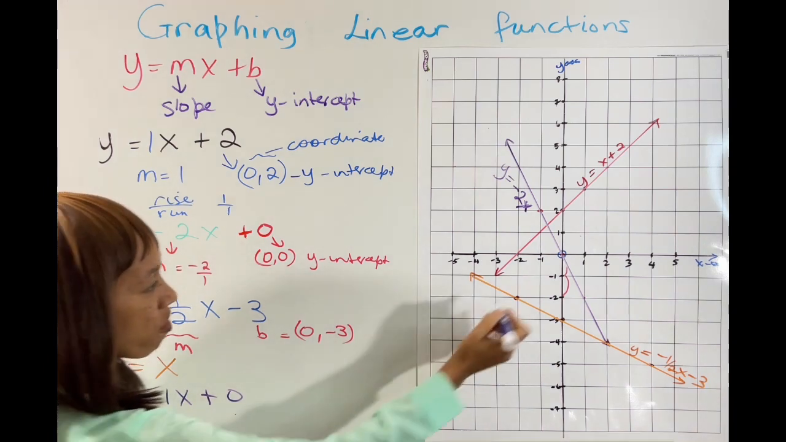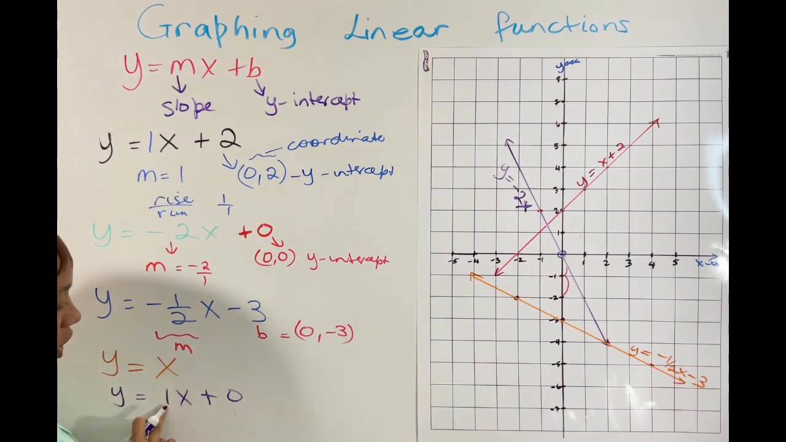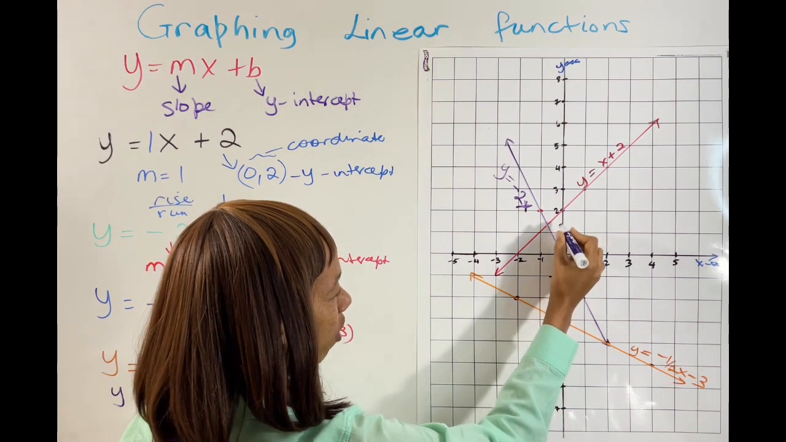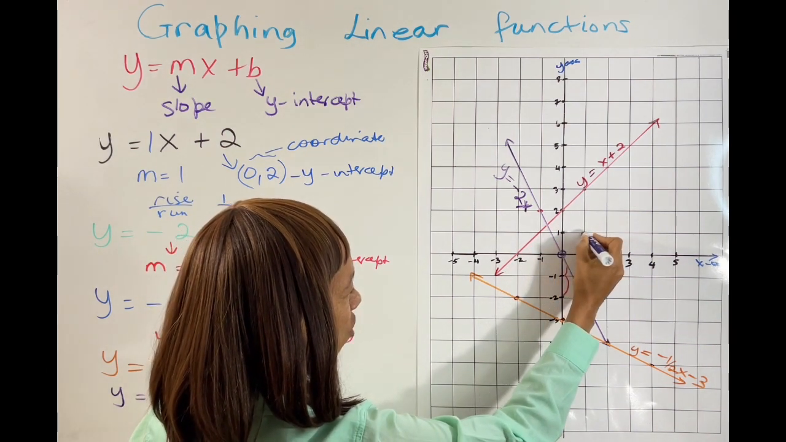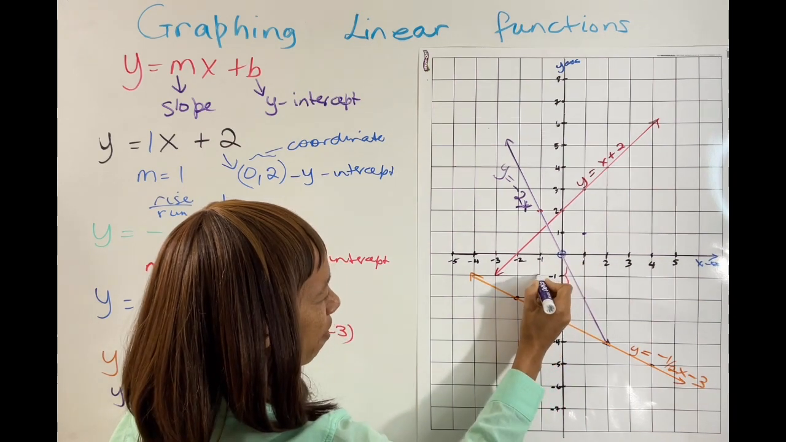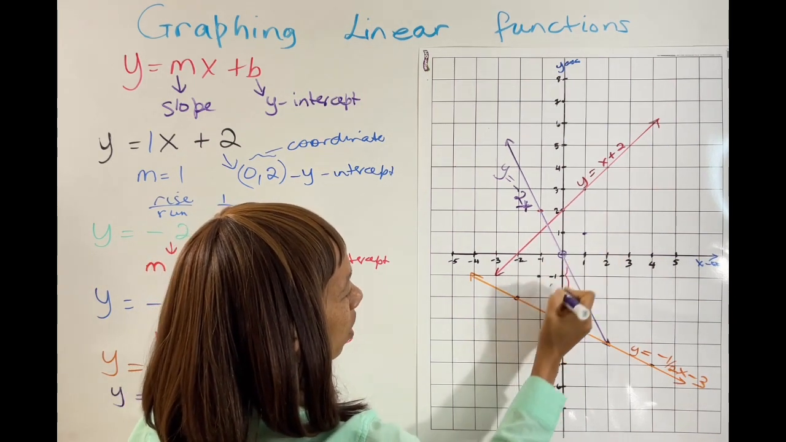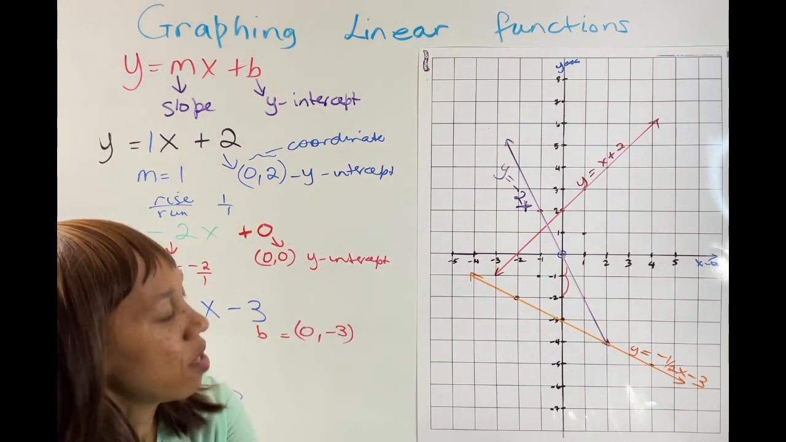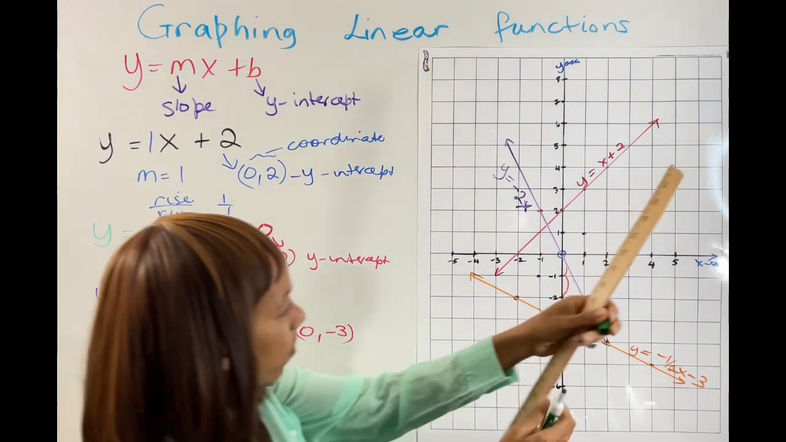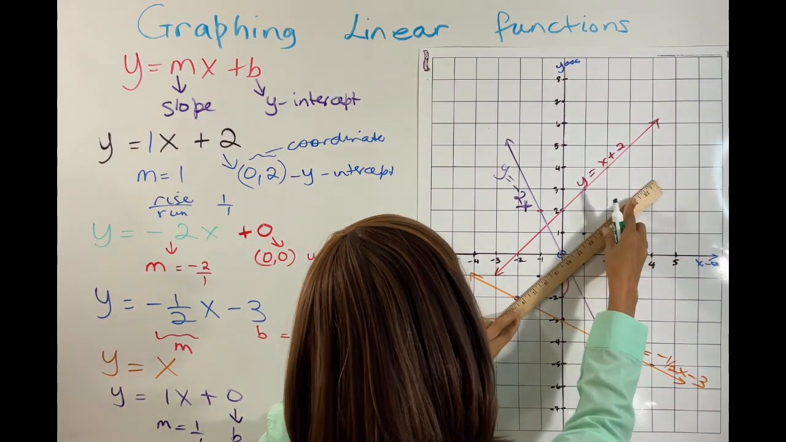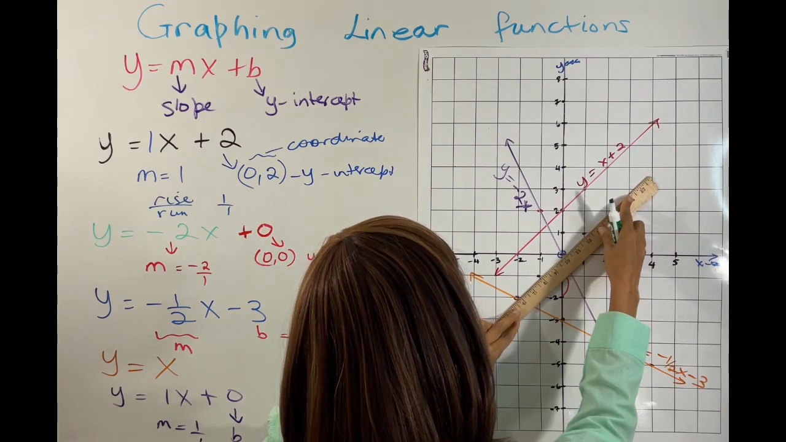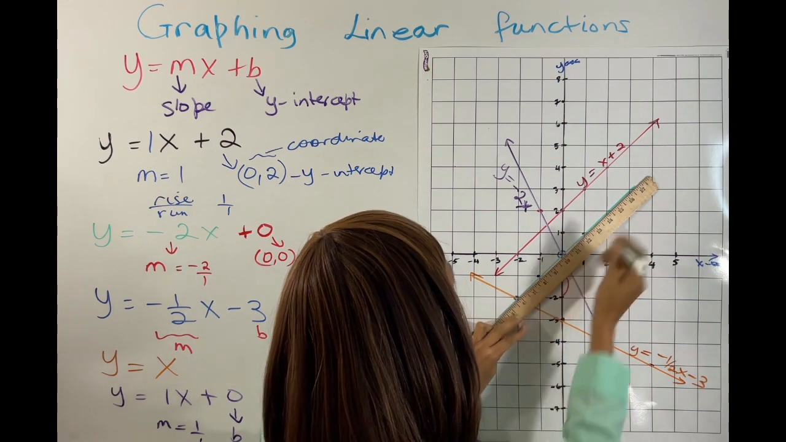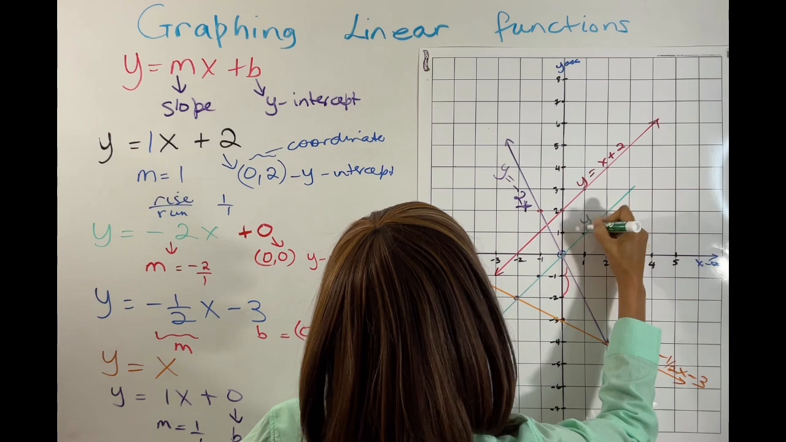This is going to go through the origin, which is right here. Your slope is 1 over 1. You are going to start at 0, 0. You are going to go up 1 over 1 to the right, or down 1 to the left 1. And you can also do another one, down 1 to the left 1. Now you are going to connect these points. And this is your y equals x.